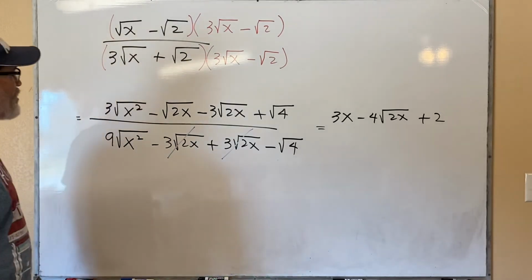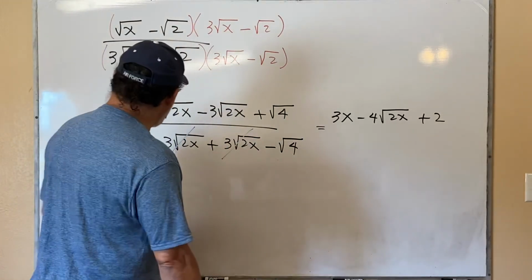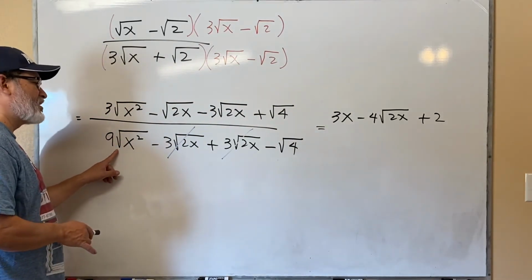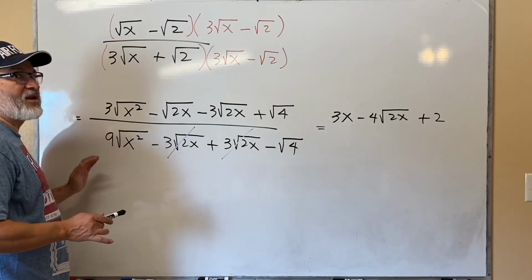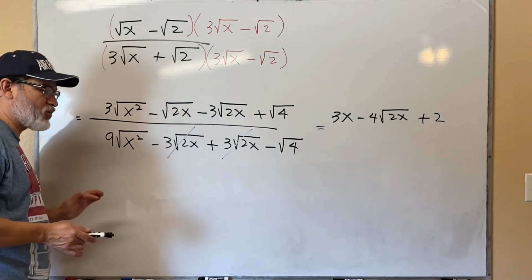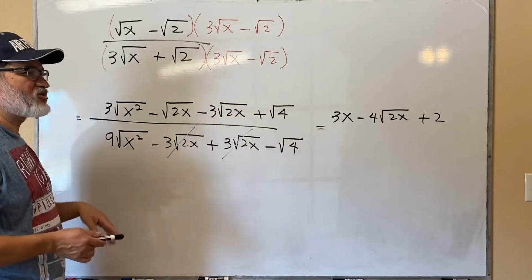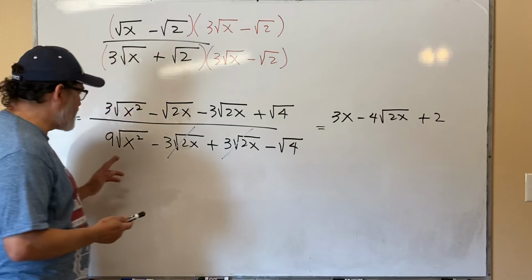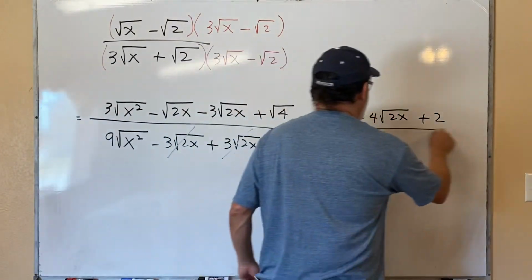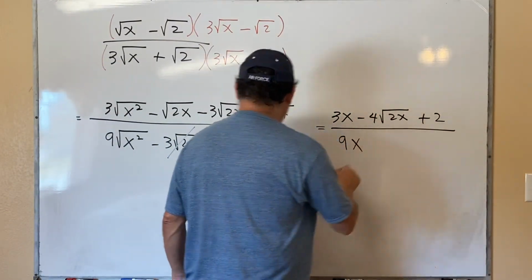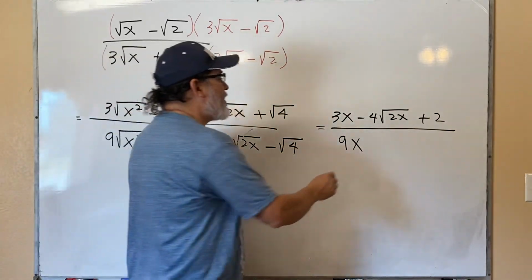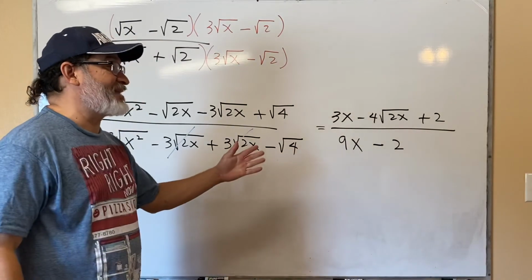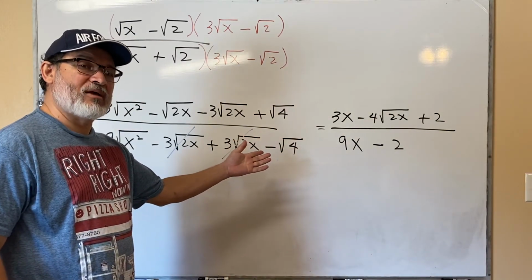In the denominator, this one cancels that one. And so therefore an x comes out, and of course we're assuming that all variables are non-negative. That way you don't have to worry about absolute value, the answer being the absolute value, okay? So the square root of x squared is just x. So this is 9x. Those two cancel, minus 2. And that's your answer, okay?